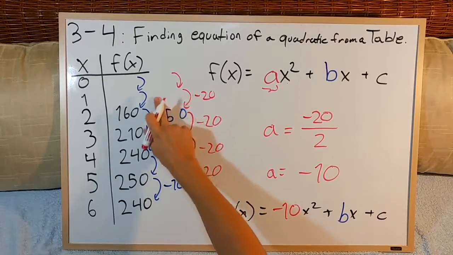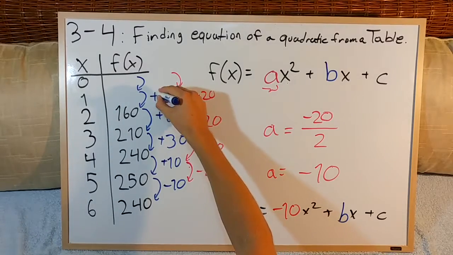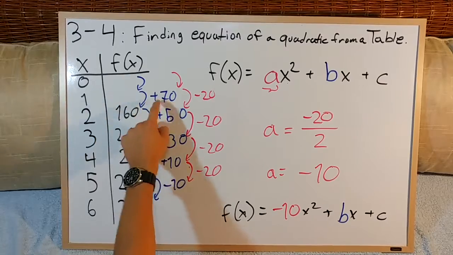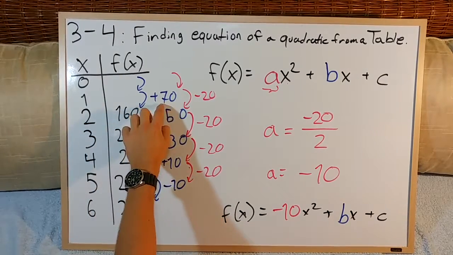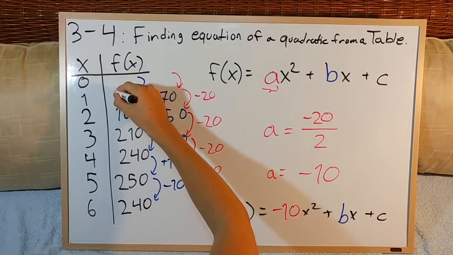So what is the opposite of doing that? We add 20. So 50 plus 20 is 70. And going from this value here, we add 70 to this one. And what is the opposite of doing that? 160 minus 70, which is 90.